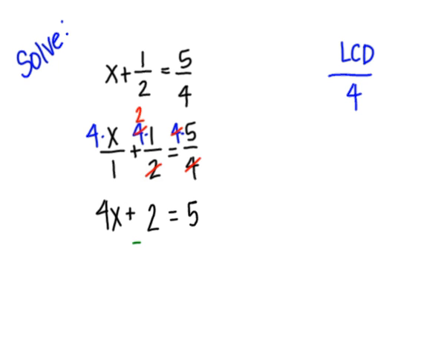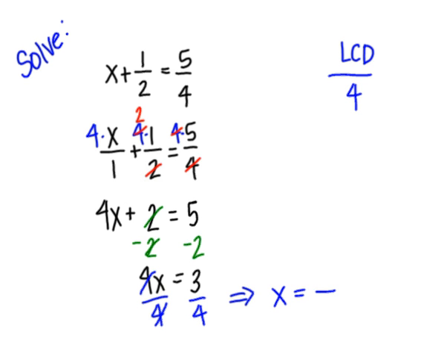So I can move the 2. I'm going to subtract 2 from both sides. 4x would equal 3. To get x by itself, remember you're going to work on the x side and get rid of the 4. So I'll divide both sides by 4, and my resulting answer is x equals 3/4.